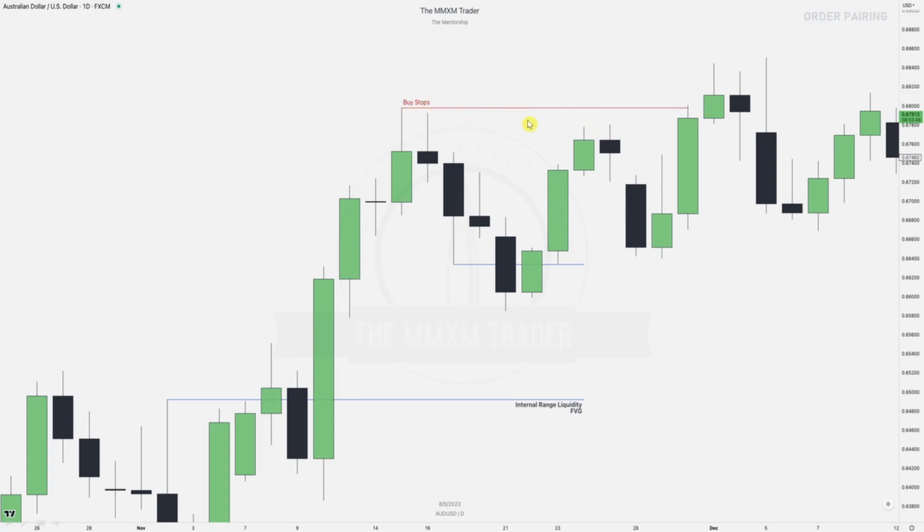What do we have over here? Again, engineered liquidity, right? We have this failure swing over here, and again, displacement over here, an imbalance, internal range liquidity, and that's the opportunity to get in on more long orders.